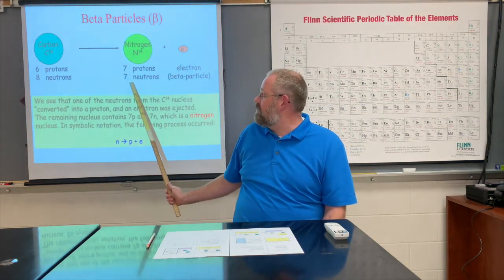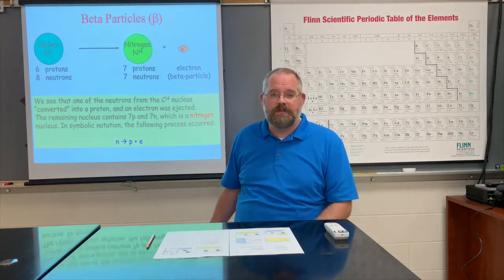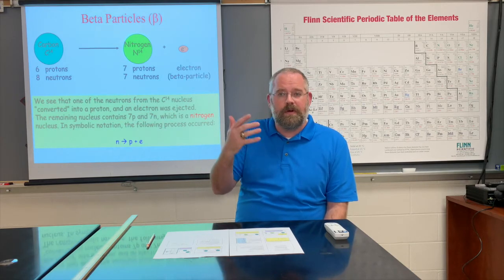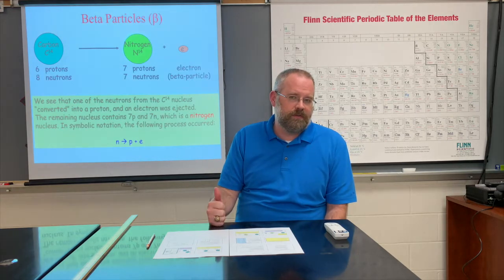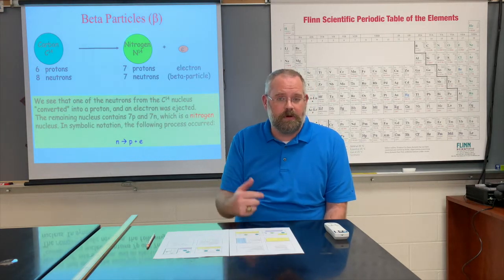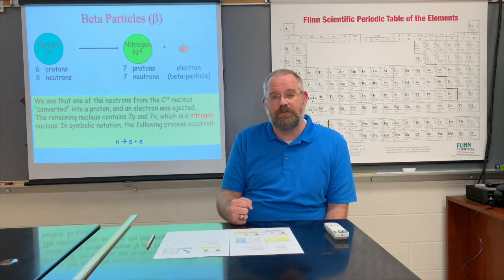Okay, that process of turning a neutron into a proton expels an electron of energy. Now, beta particles are a little stronger than alpha particles, but they are still relatively weak. Tinfoil or aluminum foil can stop beta particles. Okay, they can penetrate your skin, but they can't penetrate too far into your body.